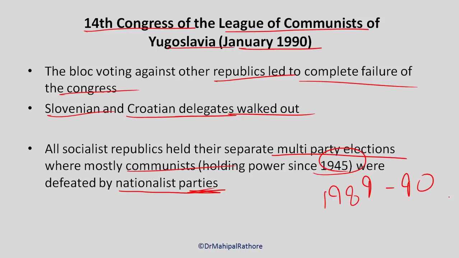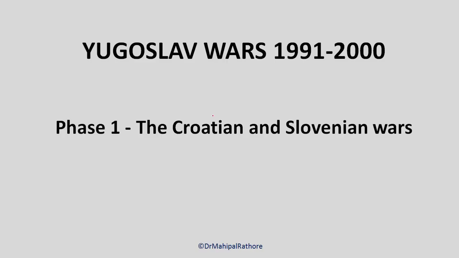500 billion notes could not be produced forever. The economy was going downhill. That is why they held elections and fresh governments were formed everywhere. But in these elections, who came to power? Everywhere, nationalist parties came to power. So with these nationalist parties coming to power, the Yugoslav war phase will start. They started in 1991 and finished in 2000, and phase 1 is the war in Croatia and Slovenia.